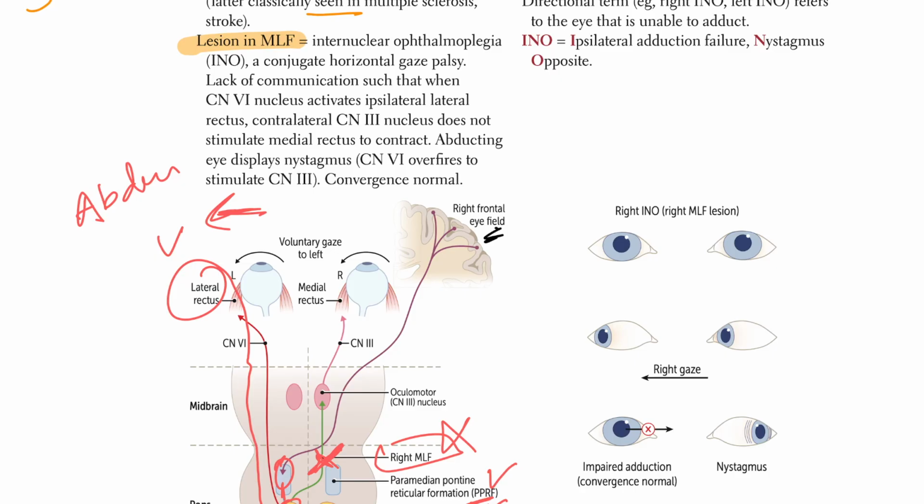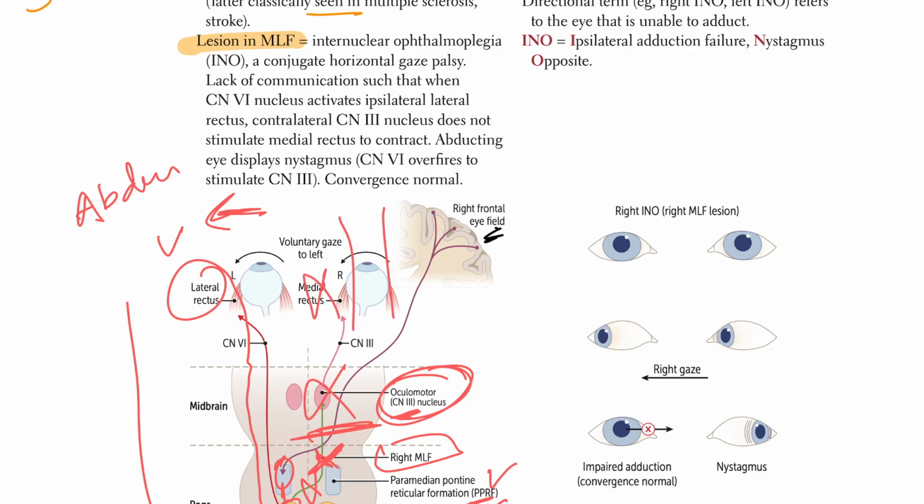On the ipsilateral eye, right? But the other eye, the contralateral eye, which was going to get signaled through the MLF to stimulate the cranial nerve 3 nuclei, this is not going to happen because you have a lesion here, a simple lesion here. You cannot stimulate CN3. So when you cannot stimulate CN3, you will not be able to stimulate the medial rectus. So this side is just like, hey, I don't know nothing, so I'm just going to look straight.